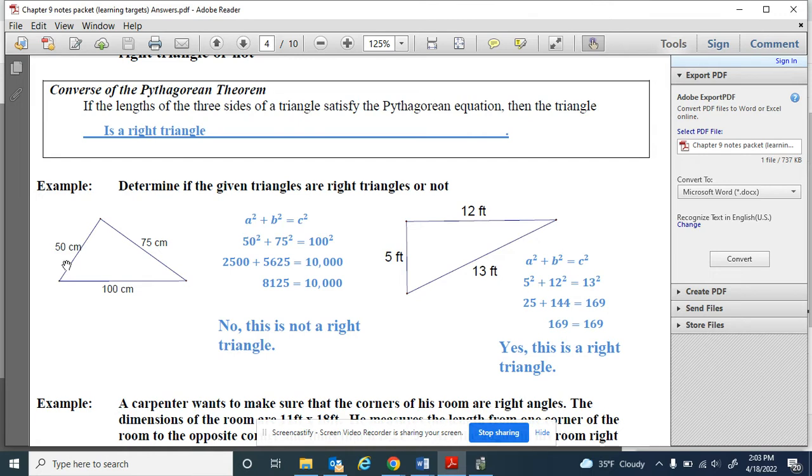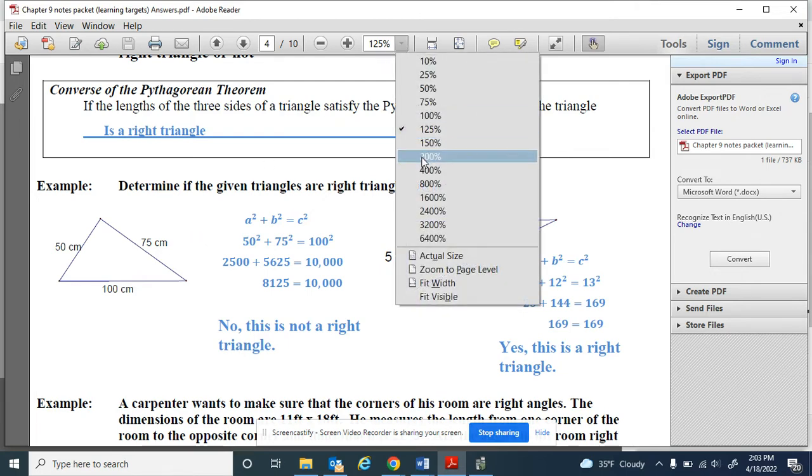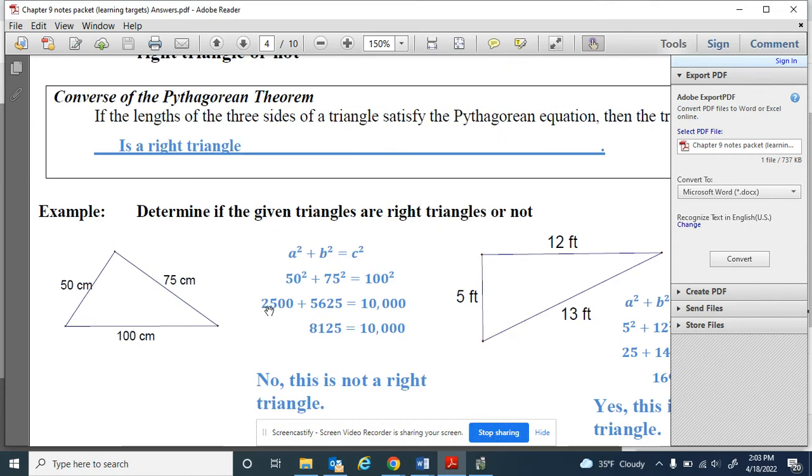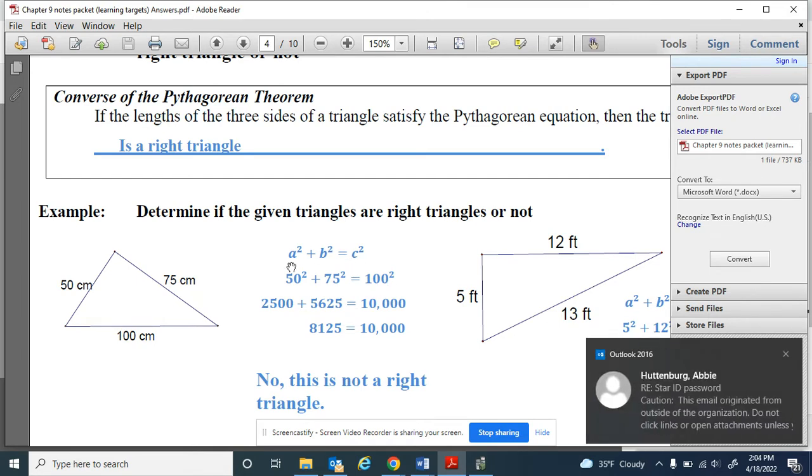So here we have a triangle, 50 centimeters, 75 centimeters, and 100 centimeters for the longest. So I notice 100 centimeters is my biggest number there. So that would put my right angle here. So then my two legs would be 50 and 75. So what I want to do is apply the Pythagorean theorem. So I'll go ahead and take 50 squared plus 75 squared, and I'm going to see if it equals 100 squared. So you could put a little question mark above this equal sign to test to see if it is true.